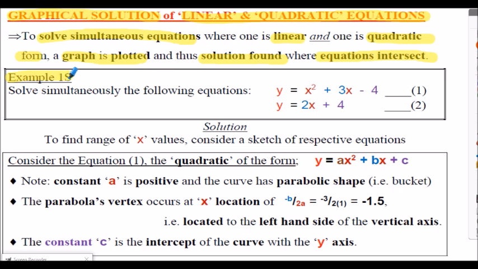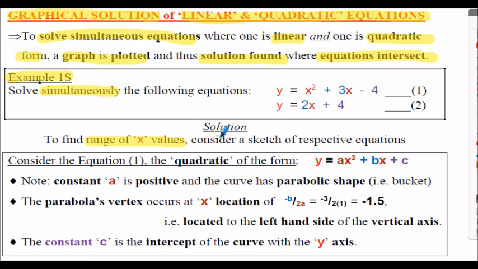Example 1. We're asked to solve simultaneously the following equations. The first one is a quadratic equation, y is equal to x squared plus 3x minus 4. We've called that equation 1. And the second equation is a linear equation, y is equal to 2x plus 4, equation 2. So the first thing we need to do in our solution is to find the range of x values over which to plot the two equations.